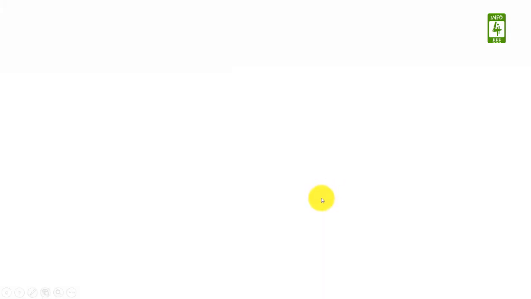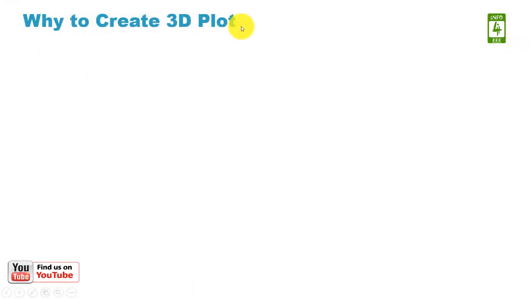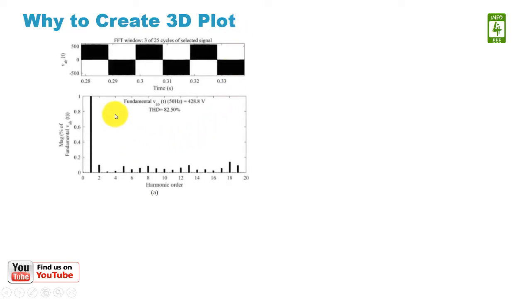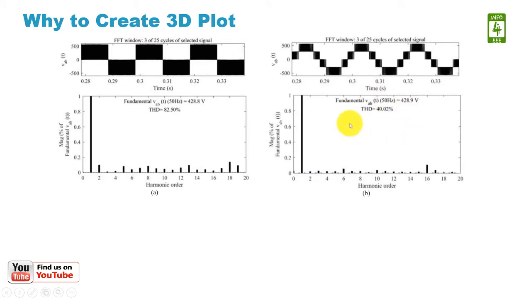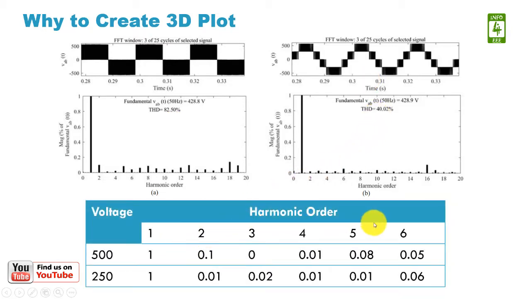First of all, we will discuss why to create a 3D plot. Suppose we have a harmonic spectrum of 3 level line voltage and a harmonic spectrum of 5 level line voltage, and we want to combine these two plots together. Then for that purpose we can create its 3D plot. To create it, we need to create this table by extracting the data from both the harmonic spectrum, about which we have already discussed in our 23rd video of this series.